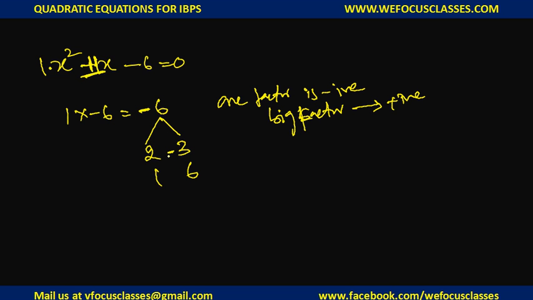Sorry, big factor is positive. So this is plus and this is minus. Now if you add the factors, what is that you should get? You should get plus 1. So what are the factors you got? Minus 2 and 3. Now you find the roots.